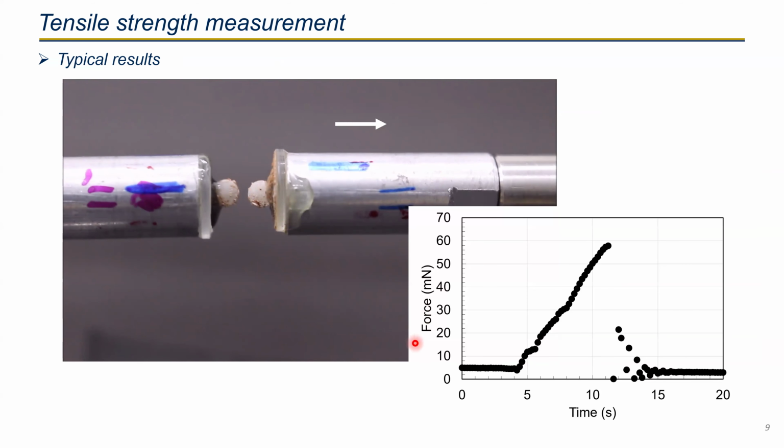This is the time versus force curve obtained from the strain gauges. You can see the force increased as the bead pair resisted the tensile force until the bond breaks. Here we define the failure force as the maximum force. And in this case, it was 55 millimeters.